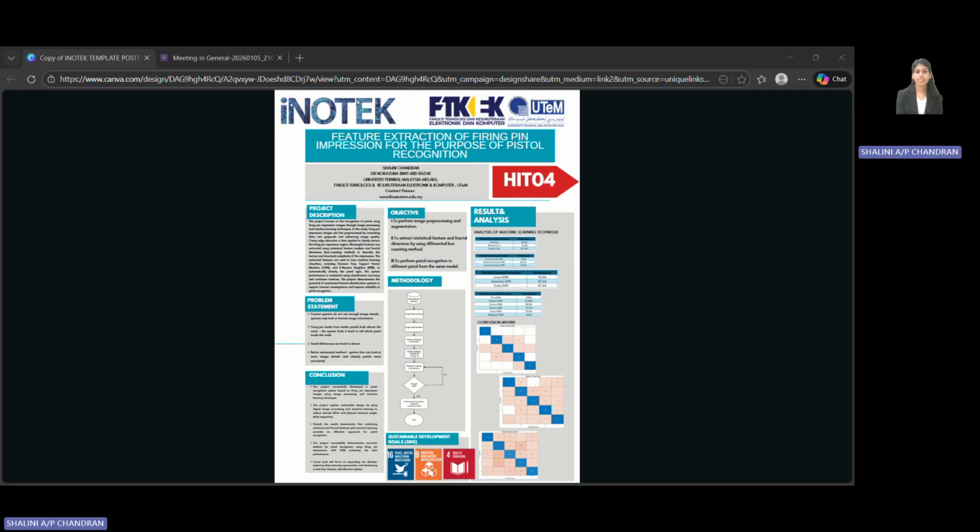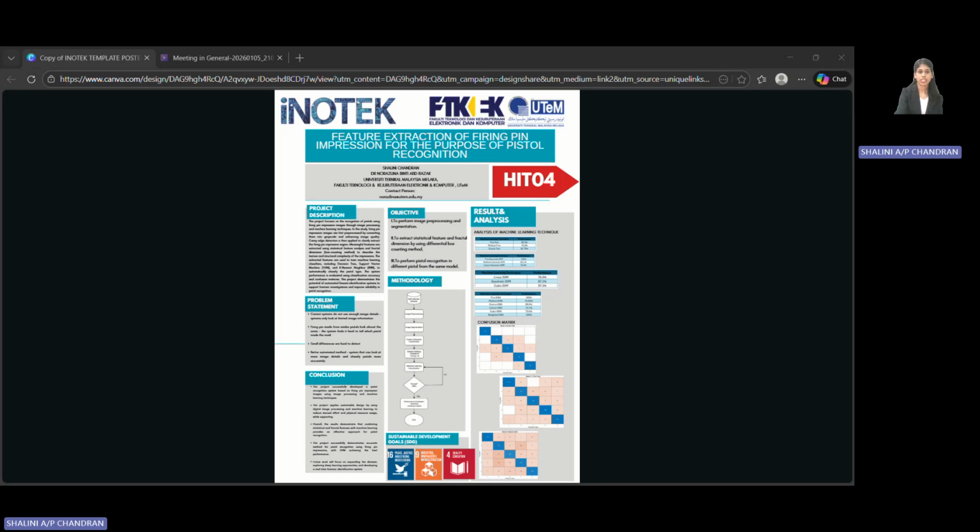So to address this problem, the objectives of the project are defined. The first objective is to perform image preprocessing and segmentation, and the second objective is to extract statistical features and fractal dimension by using the differential box counting method. And the third objective is to classify pistol recognition in different pistols from the same model. So this project processes firing pin images, extracts features, and classifies pistols of the same model.